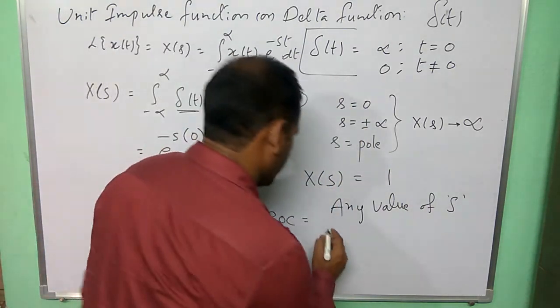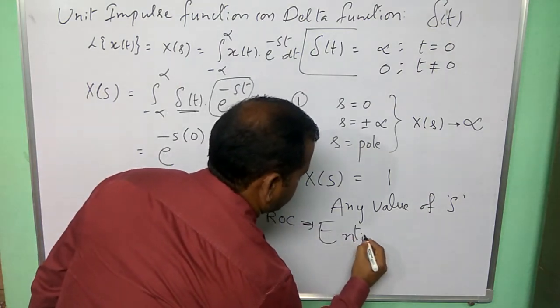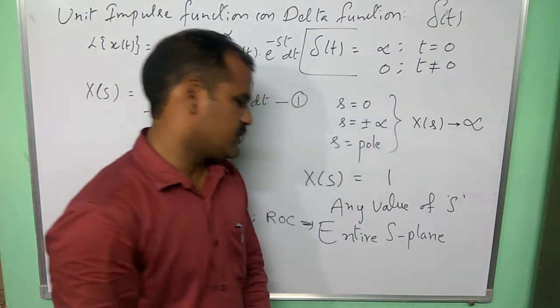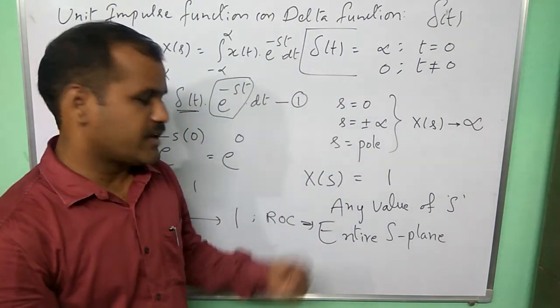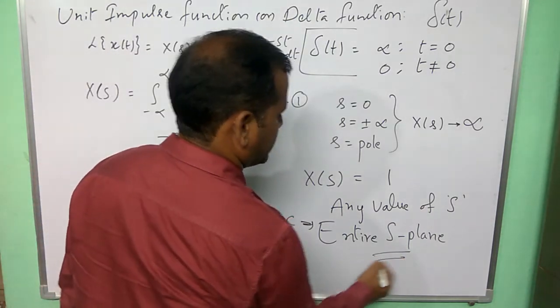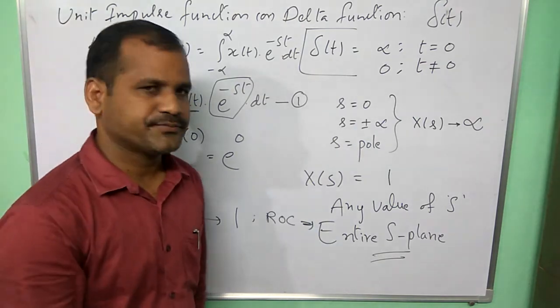So the ROC for this signal is the entire s plane. This is the only signal for which the ROC is the entire s plane out of all the basic elementary standard signals. So it is a very important signal. The entire s plane is the ROC for the delta function. We can note down this one.